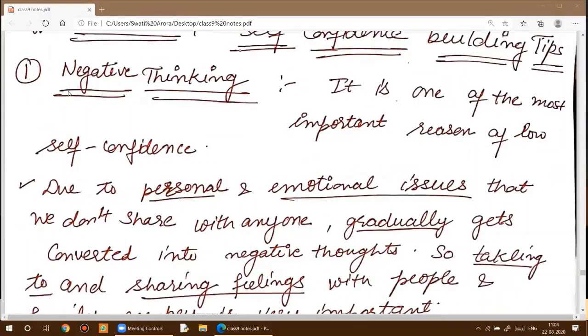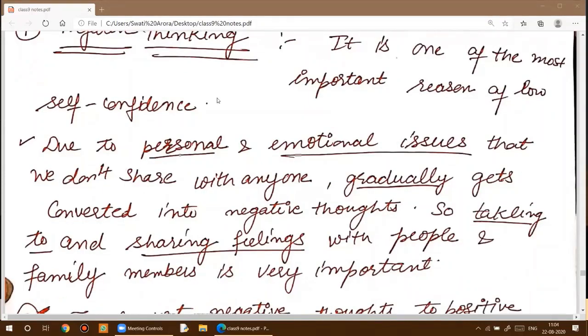So first is stop negative thinking. Stop thinking negatively about you. Okay. So because this negative thinking, it creates some emotional disturbances inside you. And if you are not feeling stable emotionally, then definitely you will not be confident and you will be disturbed.